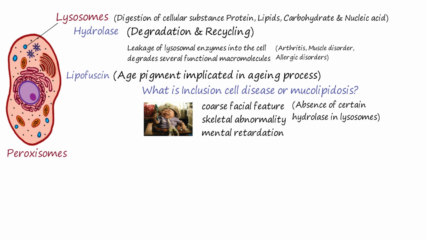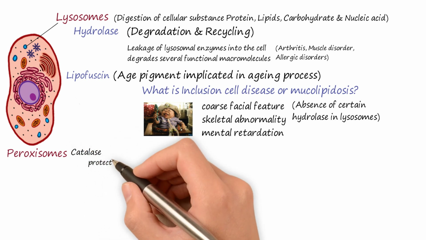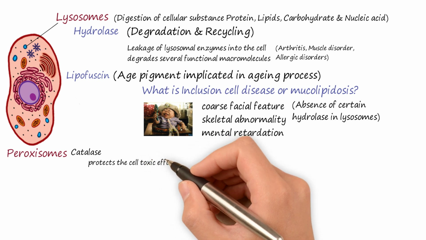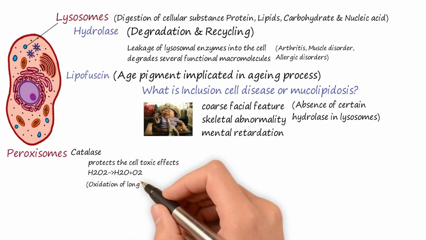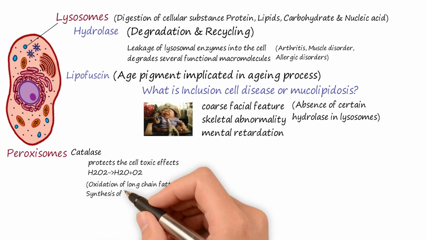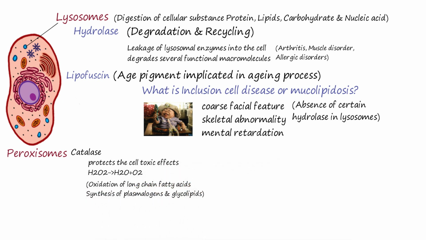Peroxisomes, also known as microbodies, are single-membrane cellular bodies. They are spherical and oval in shape. Peroxisomes contain the enzyme catalase. Catalase protects the cell from the toxic effects of hydrogen peroxide by converting it to H2O and O2. Peroxisomes are also involved in the oxidation of long-chain fatty acids and synthesis of plasmalogens and glycolipids.